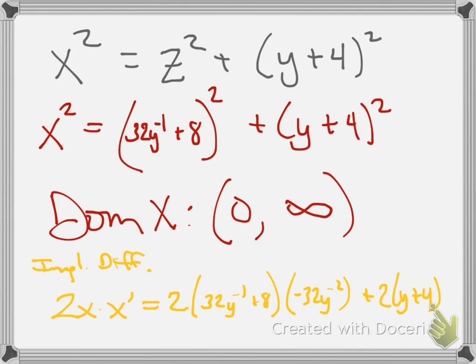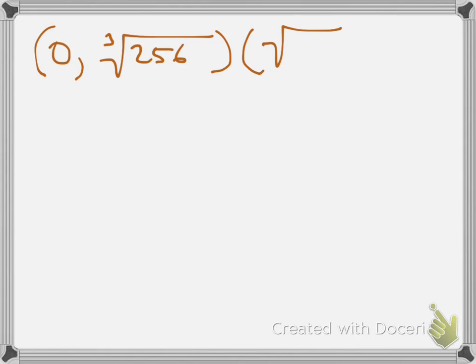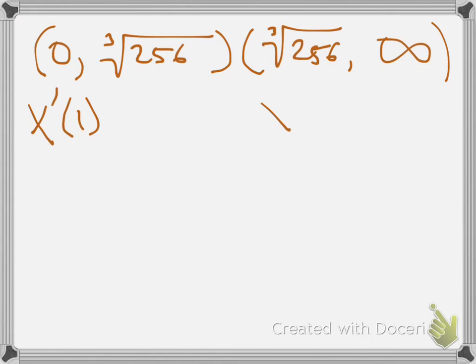Okay, so let's go back and look at our domain really quickly. Oh yeah, it was 0 to infinity. So now I need to set up intervals from 0 to the cube root of 256, and then the cube root of 256 to infinity. And we're going to test values for this into x prime, which might be a little bit of a challenge because we never actually solved explicitly for x prime. But we'll work this out though.